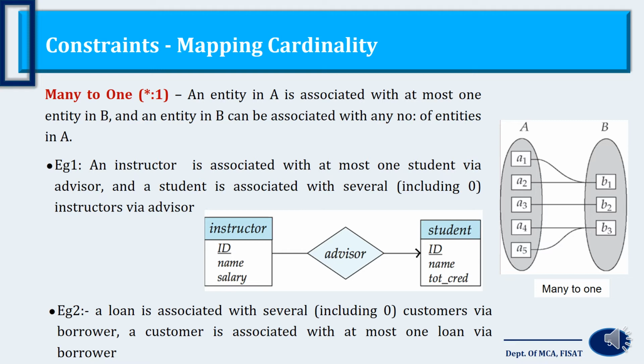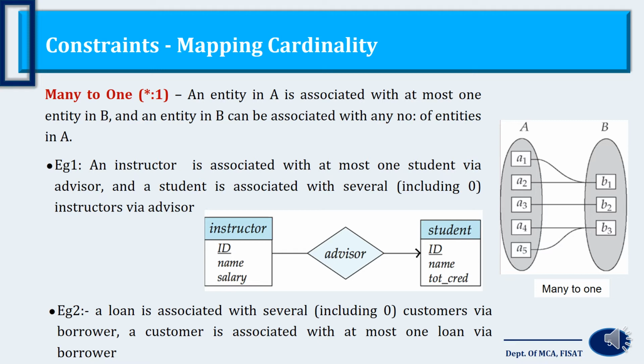Let us look at the same scenario between the instructor and the student associated via the relationship advisor. In this case, an instructor is associated with at most one student via the advisor, and a student is associated with several instructors. That is, an instructor gives advice to only one student, but a student gets advice from several instructors. So that is the scenario which explains the many-to-one relationship.